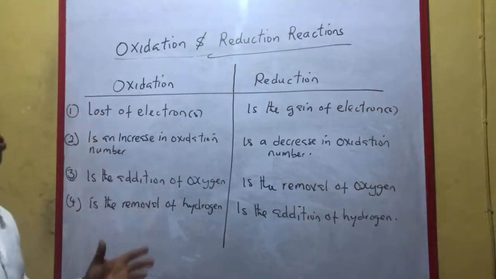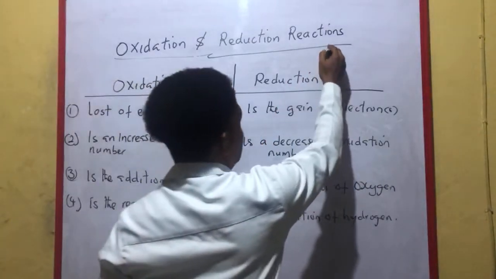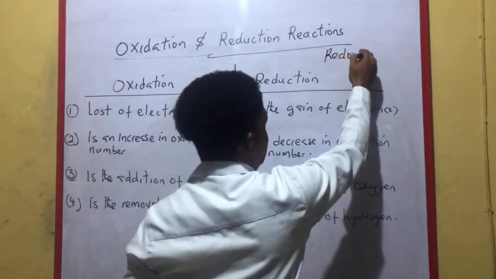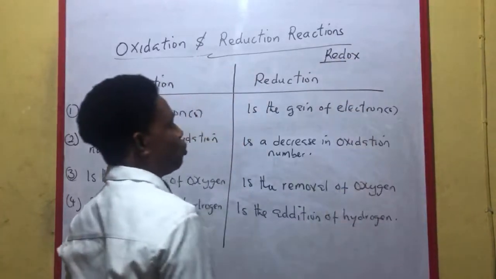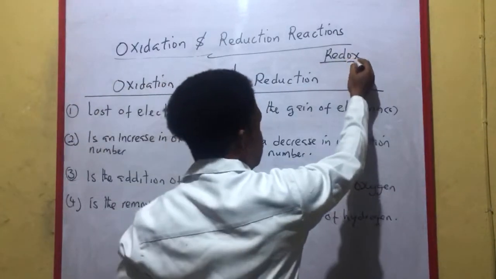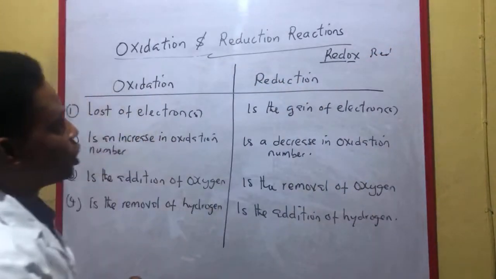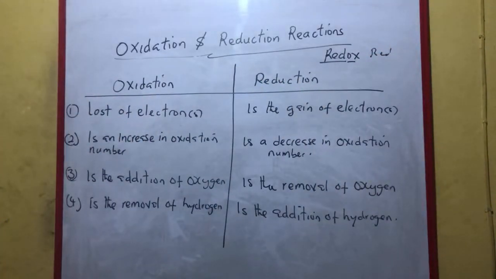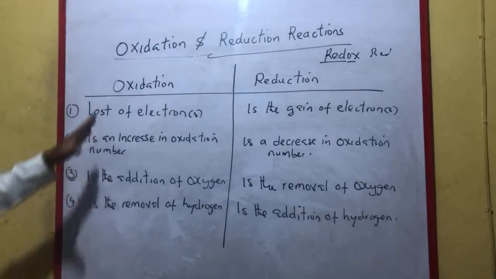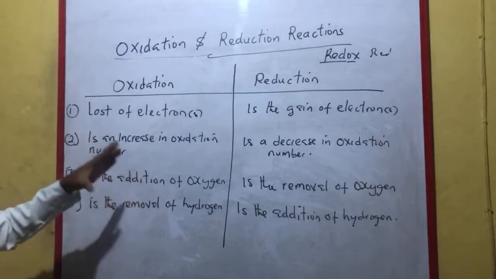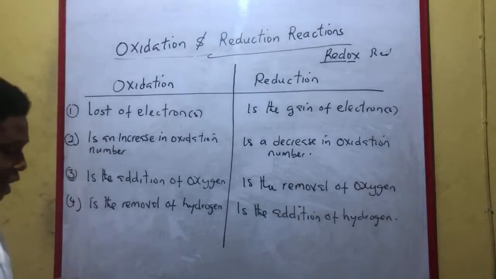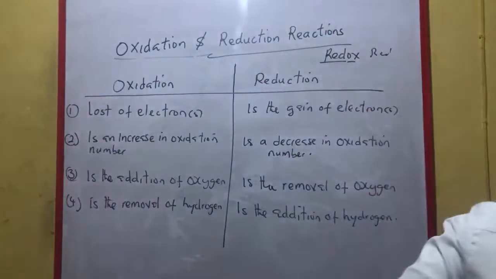And in some textbooks, you will see that it is called redox reaction. Redox: red is for reduction, ox is for oxidation. So we have redox reaction, a combination of both. Now, let me give a typical example. So just copy this down and let's look at a typical example so that we can drive our points home.